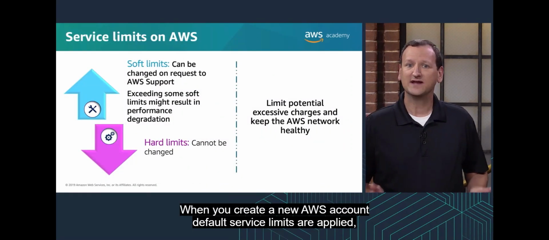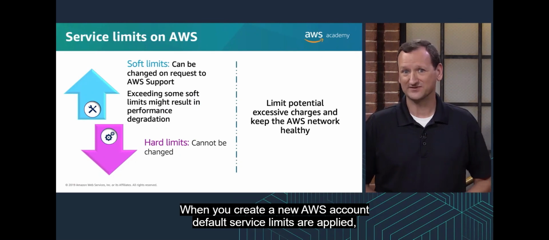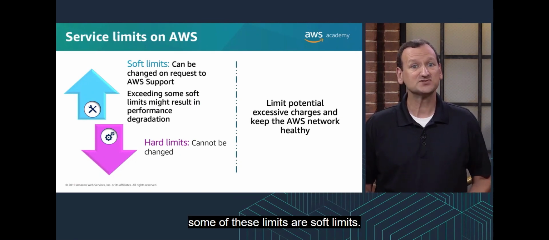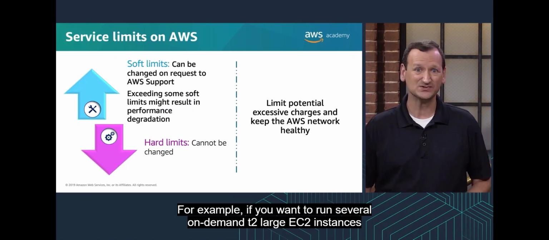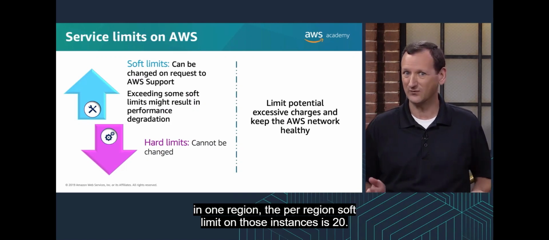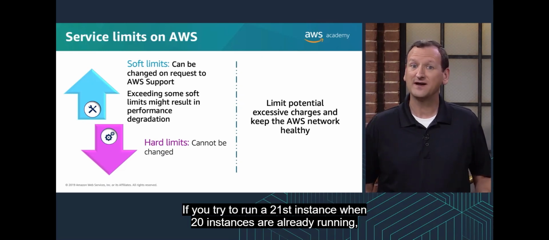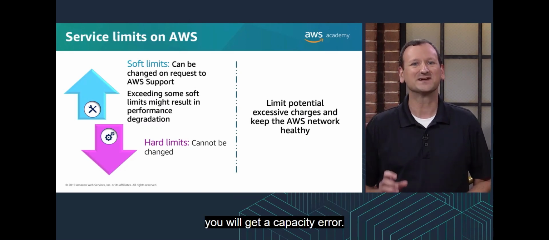When you create a new AWS account, default service limits are applied. Some of these limits are soft limits. For example, if you want to run several on-demand T2 large EC2 instances in one region, the per region soft limit on those instances is 20. If you try to run a 21st instance when 20 instances are already running, you will get a capacity error.